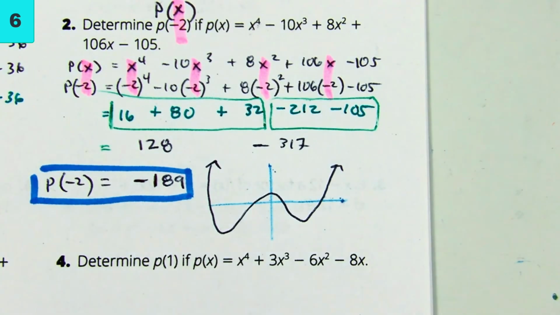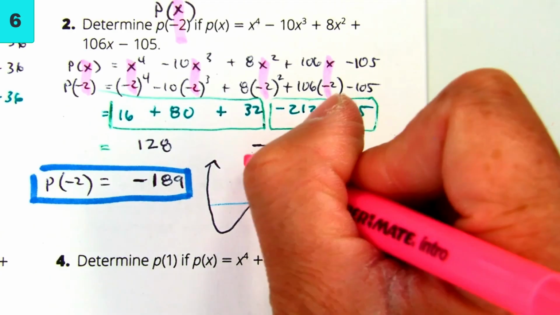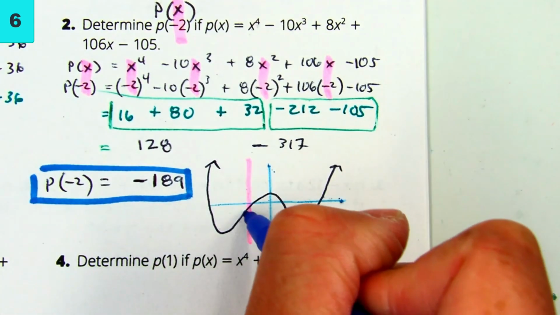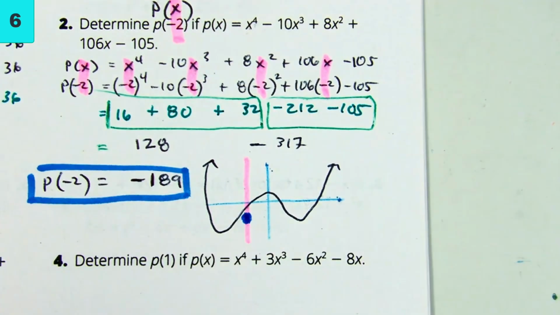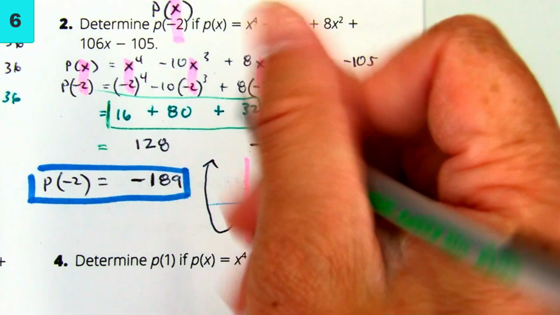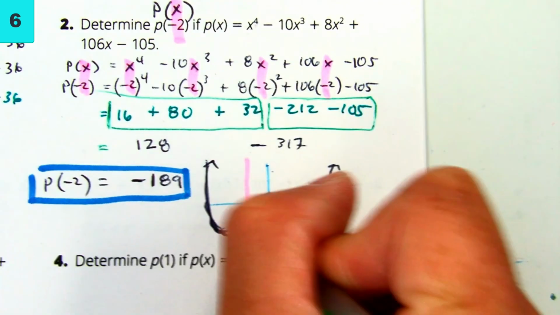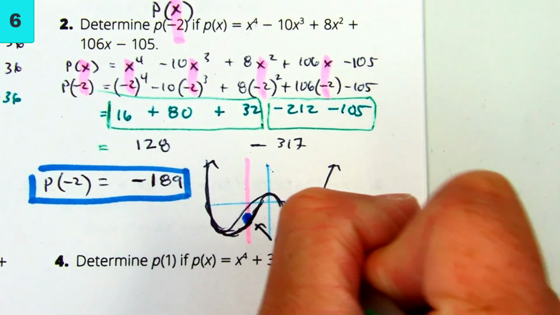If I look at where x is equal to negative 2, my picture is not really correct. Because then we're basically saying the graph should have been something like way down here, right? Negative 189. Something like that, maybe. Negative 2, comma, negative 189.